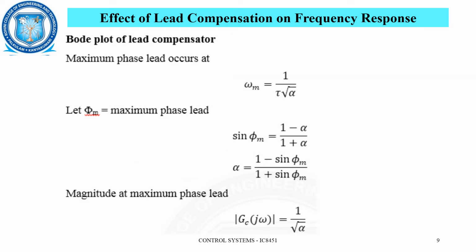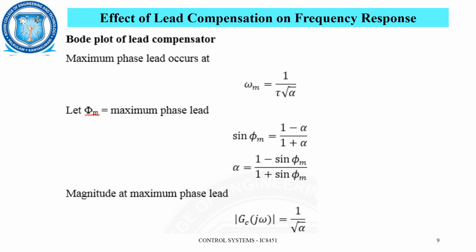Next, while you are looking at the Bode plot representation, while calculating the lead compensation, one of the steps is, first we have to find out the omega m value, the frequency value, which is 1 by tau into root of alpha. So we have to calculate alpha as well as the tau value. In order to calculate the alpha value, let us consider sin phi m is equal to 1 minus alpha by 1 plus alpha. So alpha becomes 1 minus sin phi m by 1 plus sin phi m. On substituting this value, we'll find out the alpha value. And the modulus of the maximum phase lead is nothing but 1 by root of alpha.